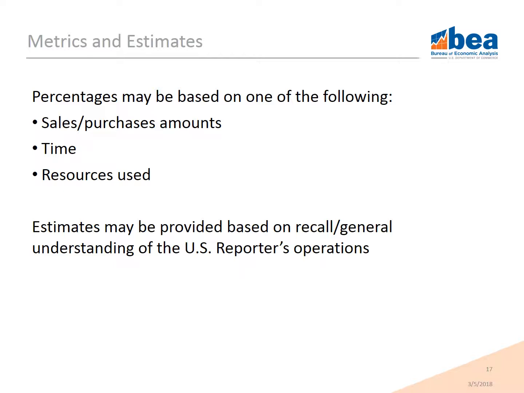In the examples we just discussed, total sales and purchases were the metrics used to measure the portion of services that were performed remotely. If such information is not available in company records, however, respondents may use another metric, such as hours worked or total resources required to perform the services. If the information required to complete Schedules D and E is not available in company records, estimates may be provided based on recall or a general understanding of the U.S. reporter's business operations.